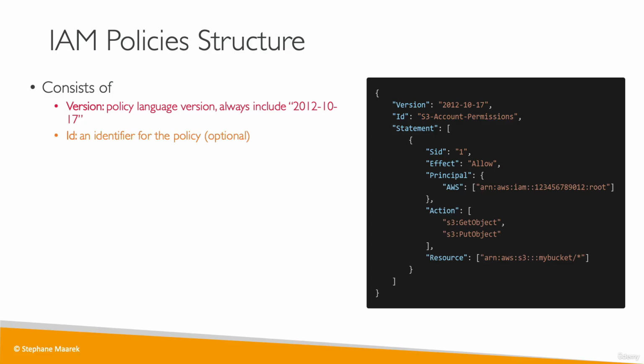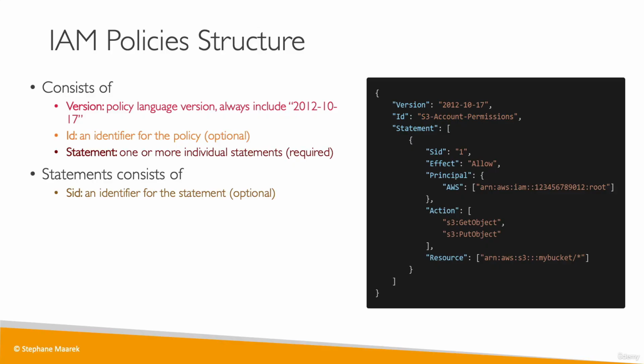An ID, which is how to identify that policy. This is optional. And then one or more statements. And statements can be one or multiple ones. And a statement has some very important parts. So the SID is the statement ID, which is an identifier for the statement, which is optional as well. On the right-hand side is the number 1. Then the effect of the policy itself. So it is whether or not the statement allows or denies access to certain APIs.